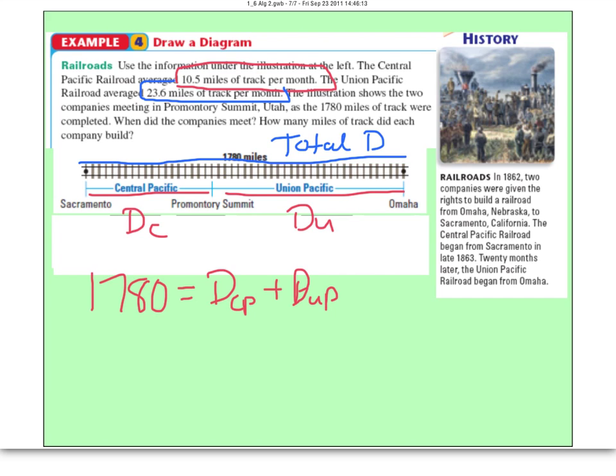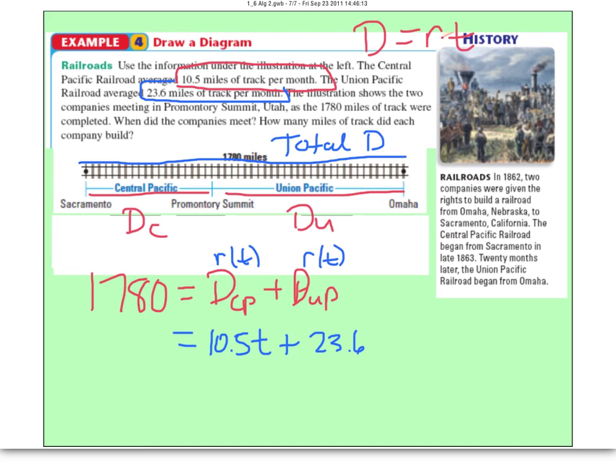Now all I know about distance is the formula is rate times time. And I know their rates. So what I'm going to do is I'm going to say, all right, the distance of Central Pacific would be the same as rate times time. Well, what was the rate of Central Pacific? Well, it was 10.5 times time. Well, plus, now the distance of Union Pacific is their rate times time. What was their rate? Well, 23.6 times time. Okay. And I know that full distance was 1,780.